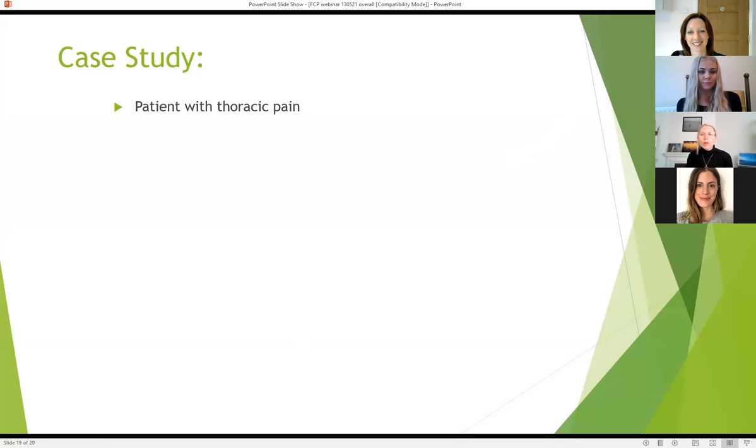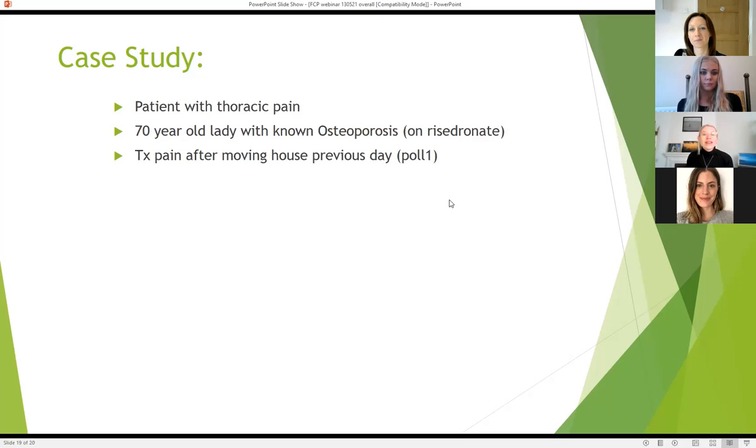So case study 1, we've got a patient with thoracic pain. She's a 70-year-old lady, known osteoporosis. So that medication there is a medication that we use for people that have known osteoporosis. So it's a prophylactic medication to help manage that. She had that thoracic pain after moving house the previous day. So she'd come into clinic, and she's talking about upper back pain. She's an elderly lady with osteoporosis, and she's putting it down to the fact that she moved house yesterday.